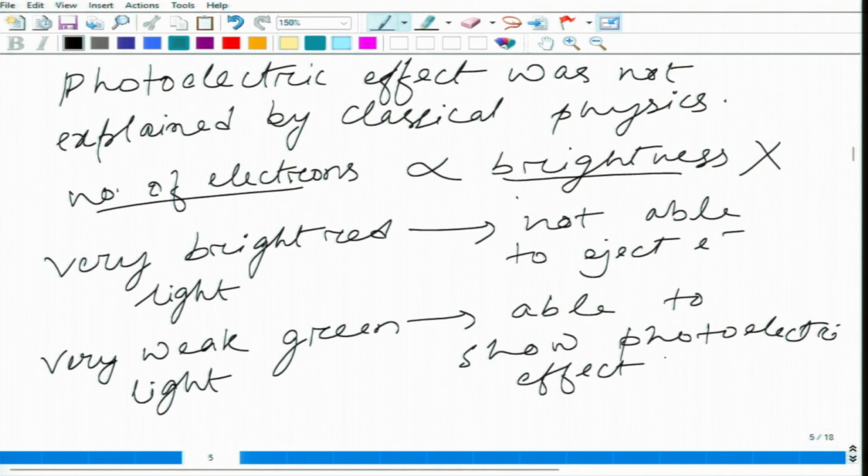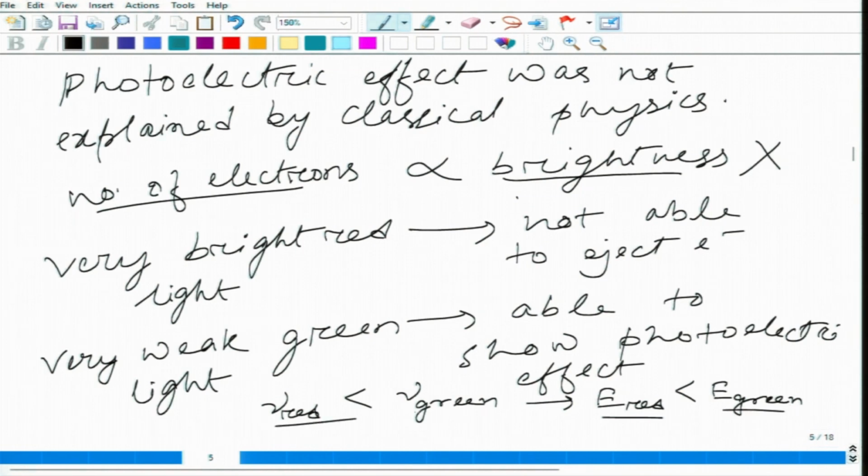Why? Because we know that the frequency of red light is lower than the frequency of green light. Therefore, the energy of red light will be less than the energy of green light. So this depends on the energy and not on the brightness. So this concept was false. So energy is the main factor.